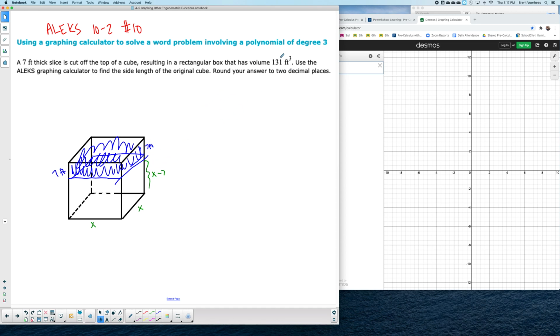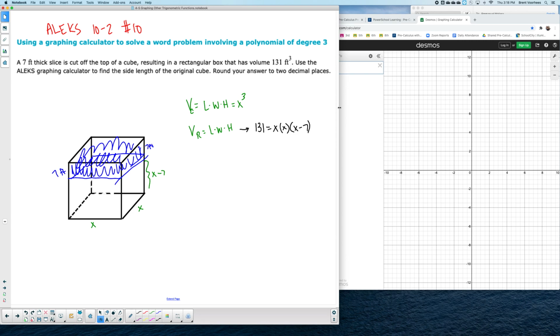Which means the volume, which normally for a cube would be length times width times height, or simply x cubed, is now, for the rectangular box, length times width times height. And in this case, it's 131. So let's do it over here. 131 is going to equal x times x minus 7 times x minus 7. I'm going to use Desmos to solve this.